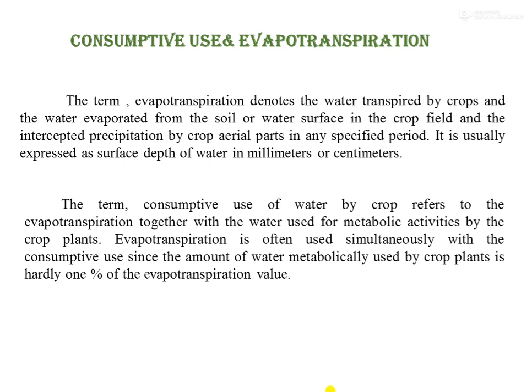The second term is consumptive use of water. The term consumptive use of water by a crop refers to the evapotranspiration together with the water used for metabolic activities by the crop plants. Evapotranspiration is often used interchangeably with consumptive use, since the amount of water metabolically used by crop plants is hardly 1% of the evapotranspiration value. Among the water absorbed by the plant, about 99% gets transpired, and only 1% is used for the metabolic activities of the plant.